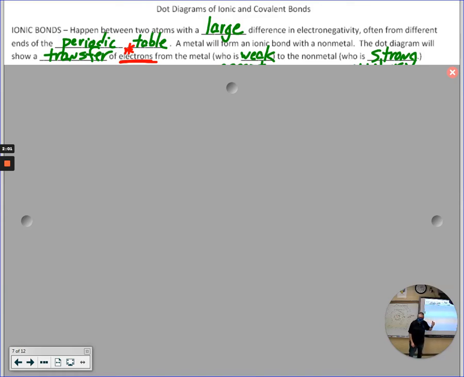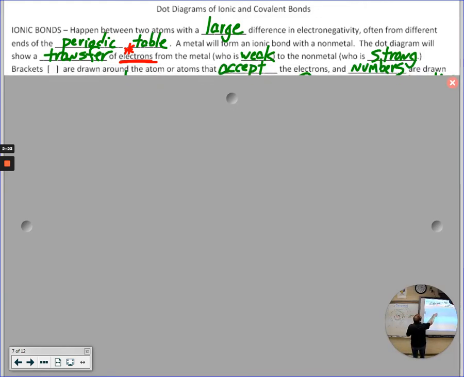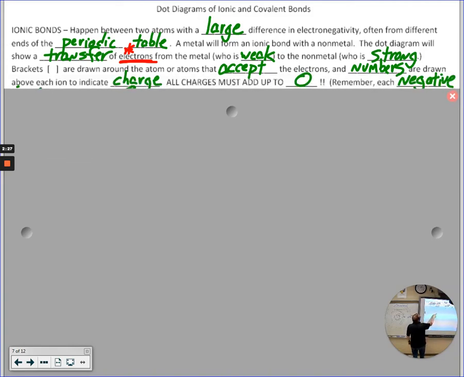But would you all agree that stealing in general is a bad thing? Yeah. It's frowned upon. So when somebody steals, what do you think ought to happen to them? They get in trouble. And that's going to be what happens here. In fact, any atoms that are caught stealing electrons, we're going to lock them up and charge them. Okay? And the way we're going to show that is we're going to draw brackets around atoms that accept electrons. And then we're going to draw in numbers above every ion, positive and negative, to indicate what their new charge is.